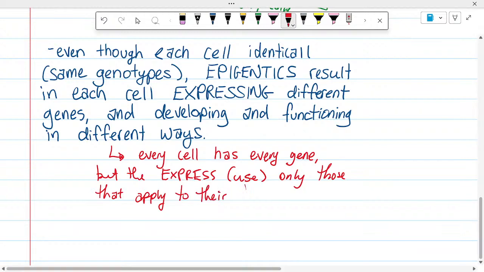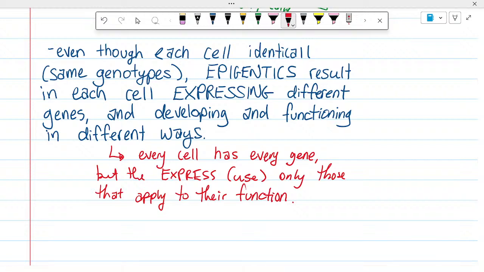Now, how the heck is that all managed? And the short answer is we have no idea. I shouldn't say we have no idea. We have some idea, we have some information, but we certainly don't fully understand epigenetics. We don't fully understand gene expression.